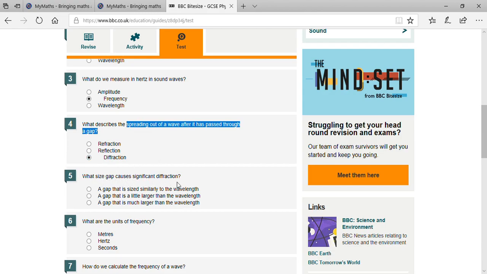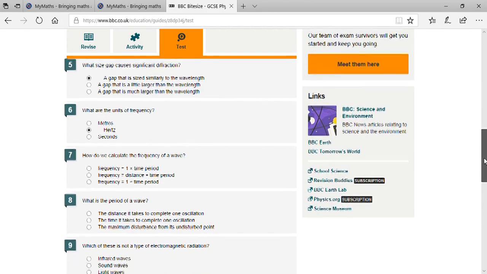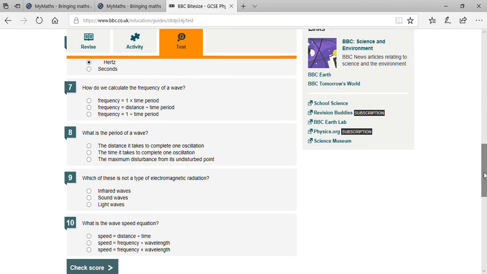Okay, what size gap causes significant diffraction? That means a gap that is sized similarly to the wavelength. Okay. So you are saying the first one. What is the unit of frequency? Meter, hertz or second? Okay, yes, it's hertz. How do we calculate the frequency of a wave? Frequency equals 1 times time period, frequency equals distance upon time period, or frequency equals 1 divided by time period.